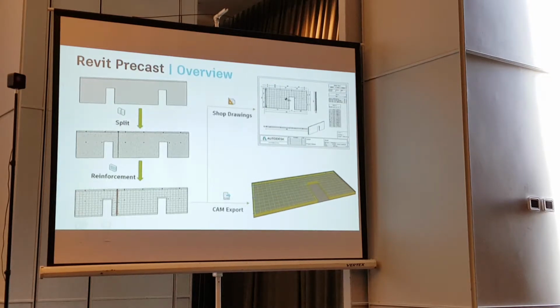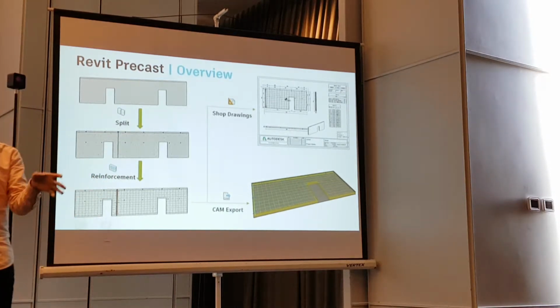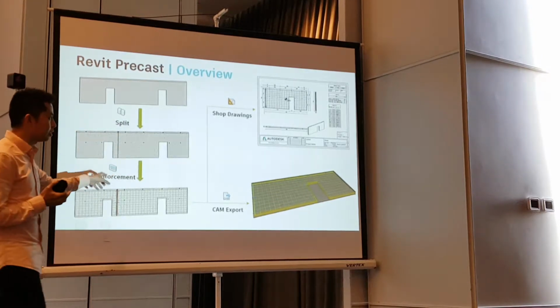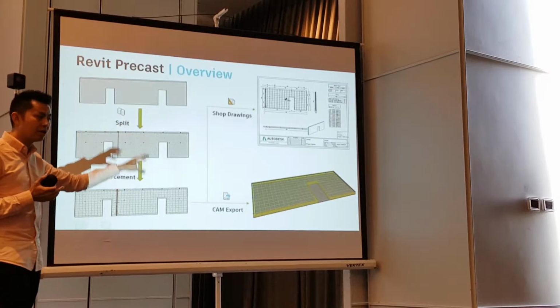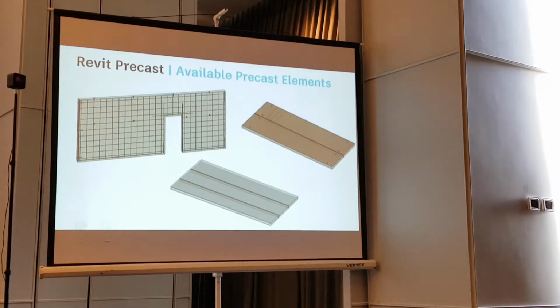Who is not familiar with parts and assemblies in Revit? Are you familiar with parts and assemblies? Yes, cool. The concept behind Pre-Cast is the same thing. Once you click split, it will create the parts and assemblies for you for each of the components. That's why you can generate the shop drawings and the CAM export and so on.